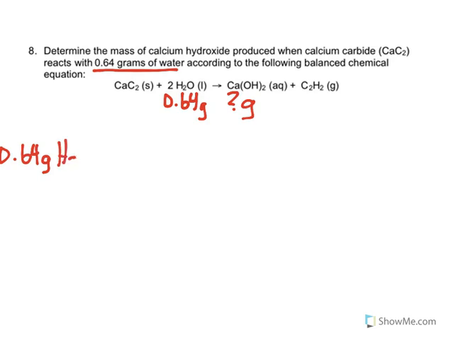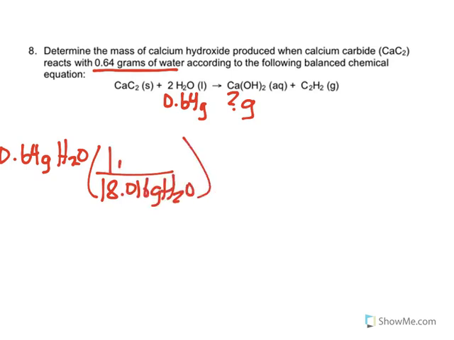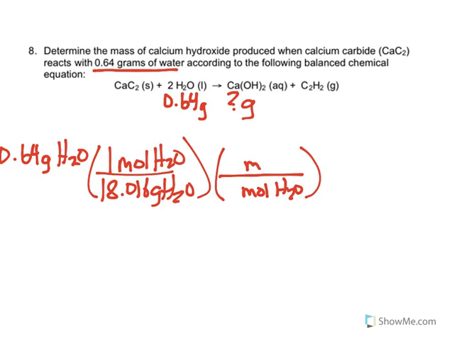0.64 grams of H2O, 18.016 grams of water, since that's its molar mass, is 1 mole of water. Onto the mole ratios. I don't want mole of H2O. I want mole of Ca(OH)2. Forgive that sloppy handwriting there. And I see a 1 and a 2. So this is a 1 to 2 ratio.